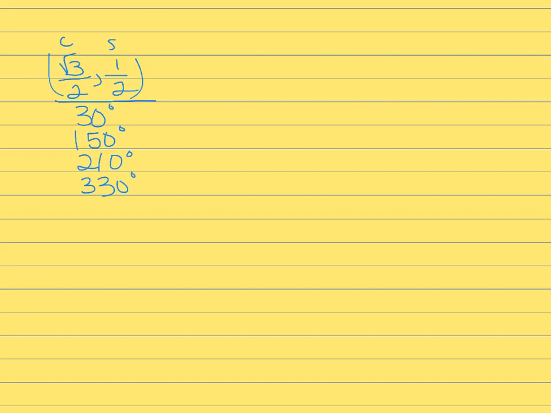Then you had to memorize your 60s. And the nice thing was that the coordinates were almost exactly the same, but they were flip-flopped, right? So now your cosine is 1/2 and your sine is the square root of 3 over 2. And now your 60s were the 60-degree, 120, 240, and 300. Now these are all 60 degrees away from the x-axis.